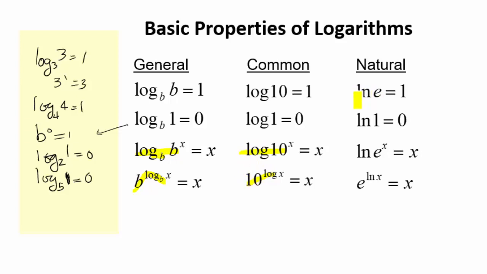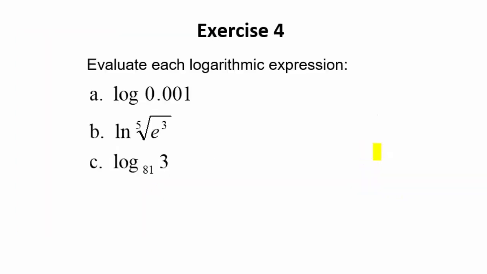So the natural log of e is 1. These two are very important because they'll pop up when we solve equations. The natural log of 1 is 0. Natural log of e to the x, again, that drops, and you just get x back. Same thing: e to the natural log of x is always equal to x. Again, that drops because you're performing inverse operations with each other.